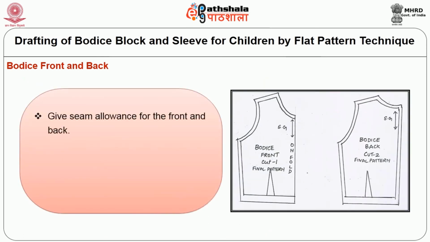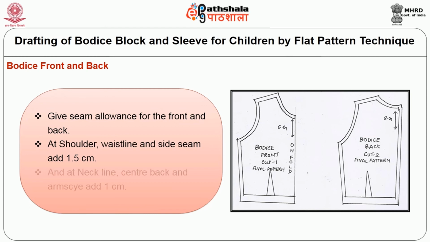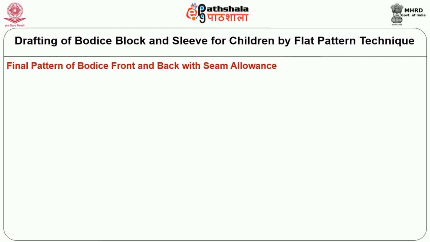Give seam allowance for the front and the back. At the shoulder, waistline and side seam add 1.5 centimeter, and at neckline, center back and armscye add 1 centimeter. This is the final pattern. Add pattern details. The pattern is now ready for cutting. What you have seen now is the final pattern of body's front and back with seam allowance.